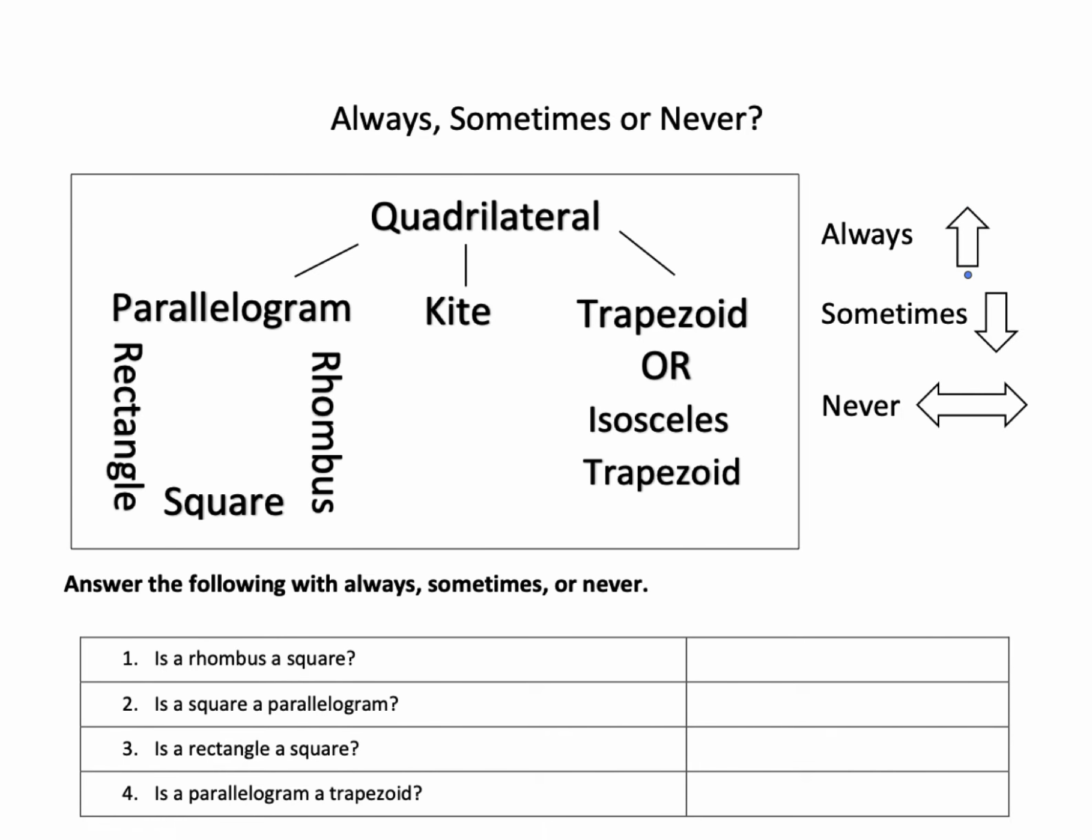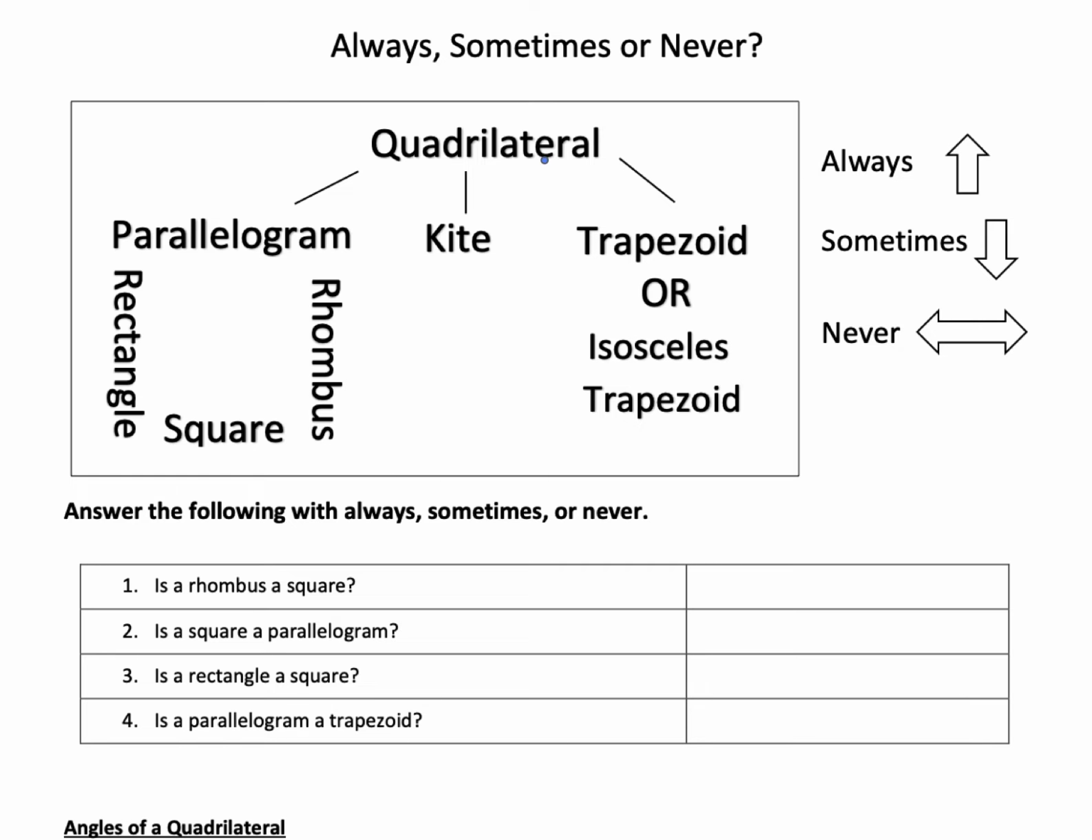So moving on to the next page, this chart is an always, sometimes, or never chart, and it's going to help you remember the different things that these shapes have in common. So you read it by saying, if I want to go up, that means that statement is always true. If I go down, that means that statement can sometimes be true. When I go side to side, they're never going to be true.